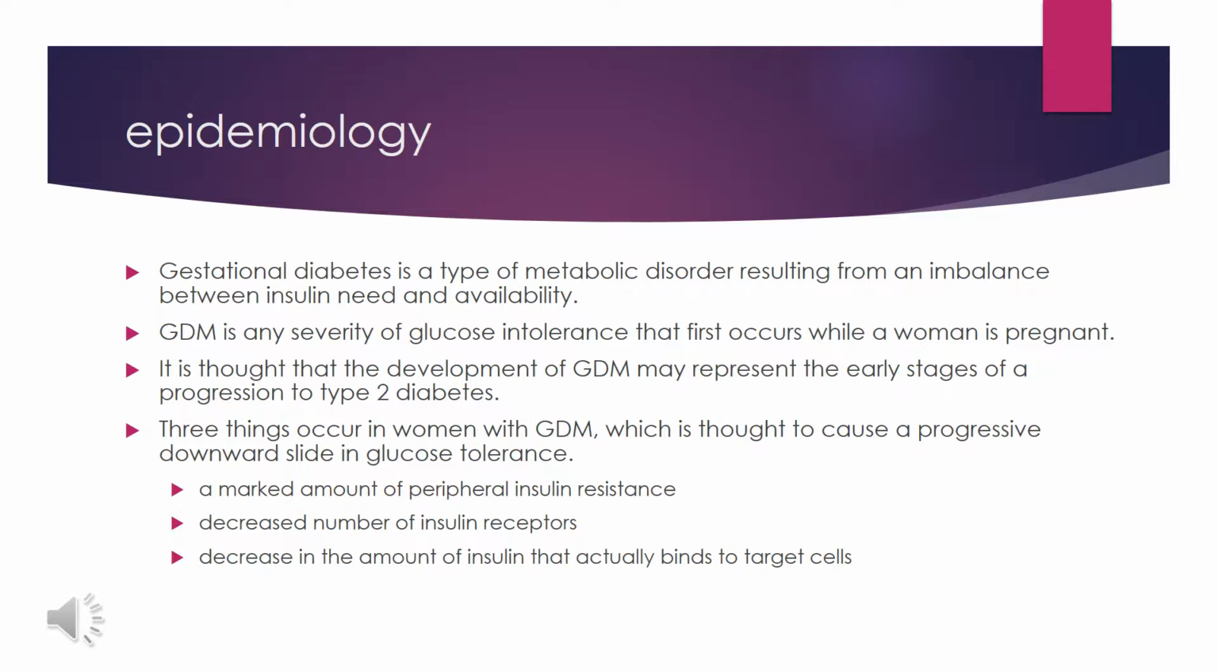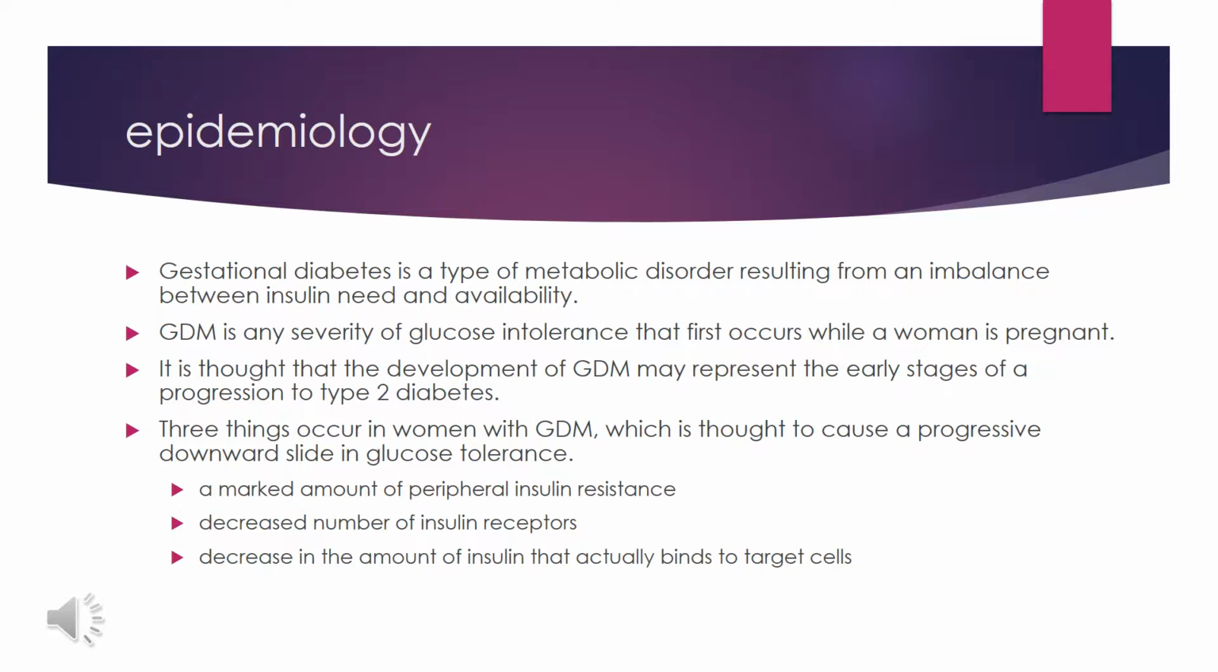Epidemiology. Gestational diabetes is a type of metabolic disorder resulting from an imbalance between insulin need and availability. GDM is any severity of glucose intolerance that first occurs while a woman is pregnant. It is thought that the development of GDM may represent the early stages of a progression to type 2 diabetes.